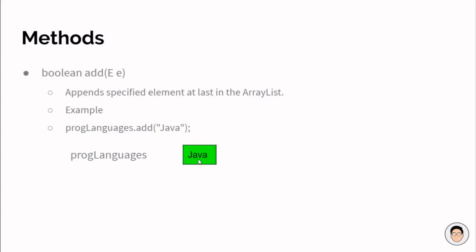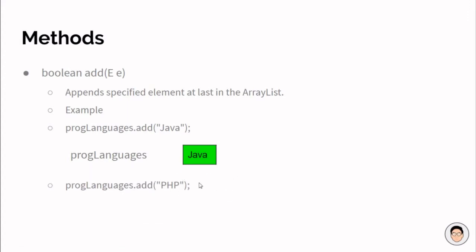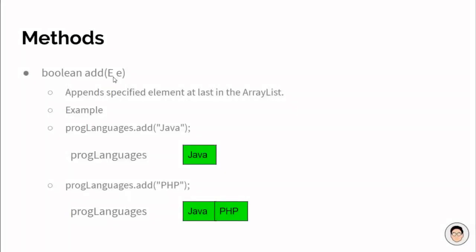Then I want to add a second element called PHP. Whenever this statement gets executed, PHP is inserted at the first position, or you can say the last position in this list. Again, one thing that we have to consider is the type of this element and the type of the ArrayList must match.